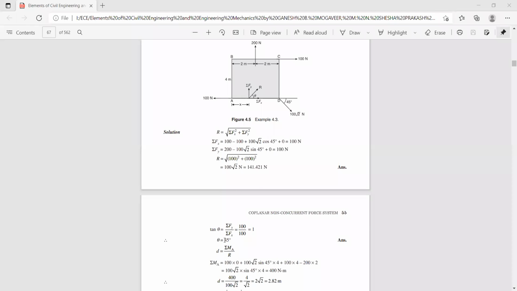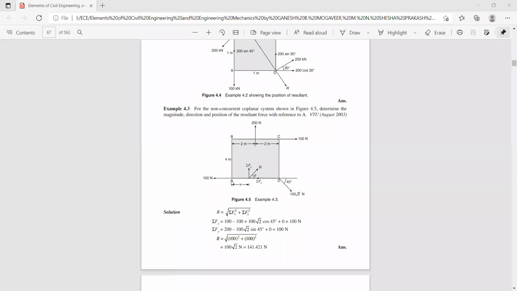The position of the resultant with respect to point A is given by R into d, which is the moment of the resultant about point A. We need to find the distance d, and that should be equated to the sum of the moments of all the forces with respect to point A. So R into d is equal to sigma M A, the sum of the moments of all the forces with respect to point A. Now let us find the moment of all the forces with respect to point A.